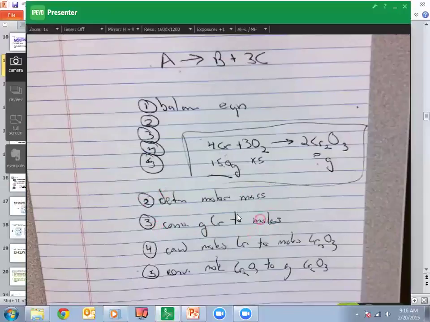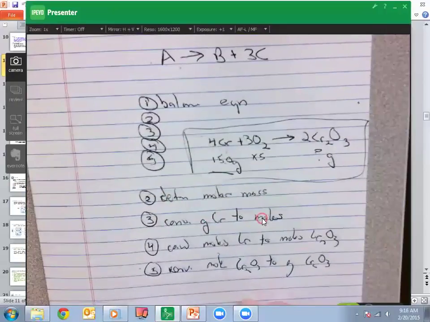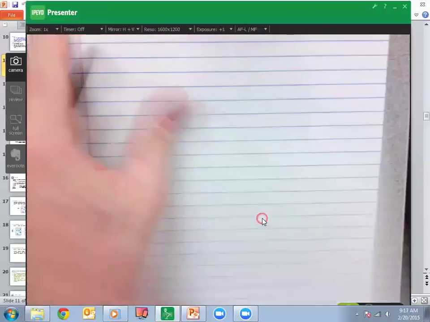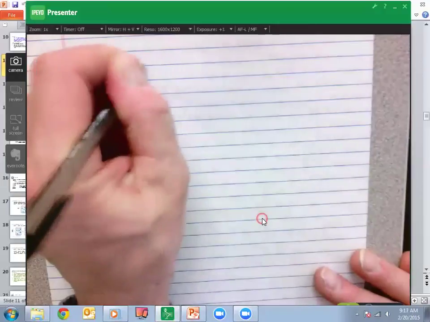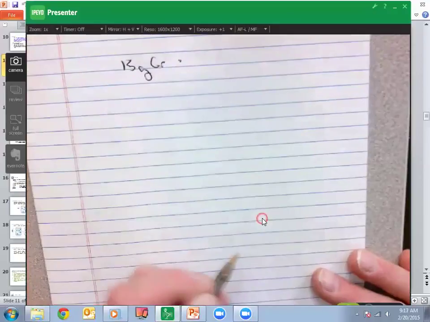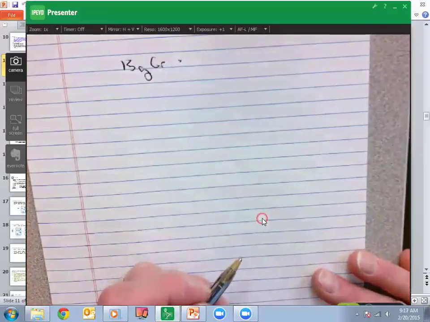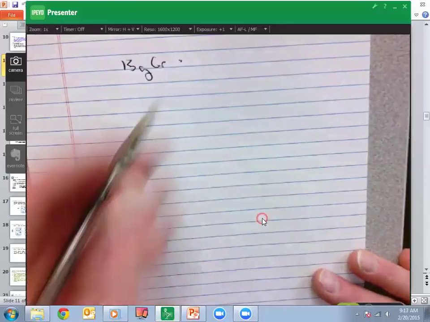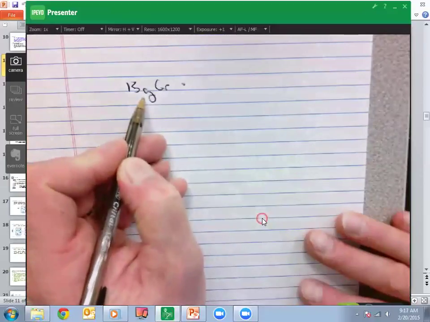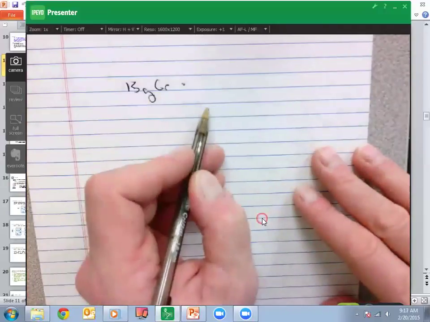Converting the gram quantities of chromium to moles, how do we do that? Let's just do it. We have 15 grams of chromium. And we're going to multiply that by what? The molar mass? Somebody says, no, I don't want to multiply. What are you going to multiply? To convert this mass quantity to moles, what do we need to multiply?